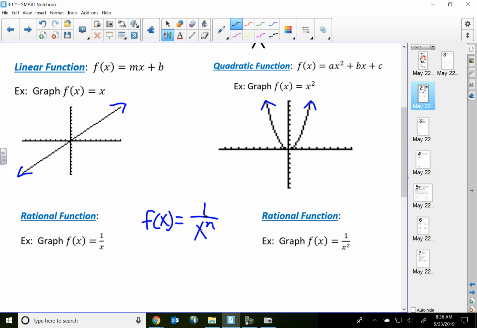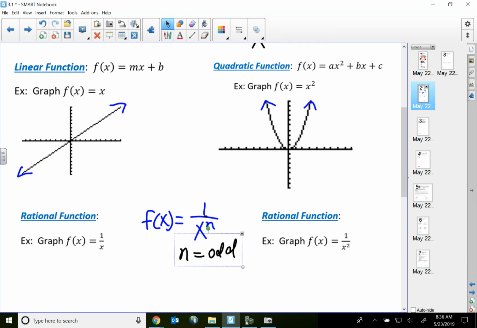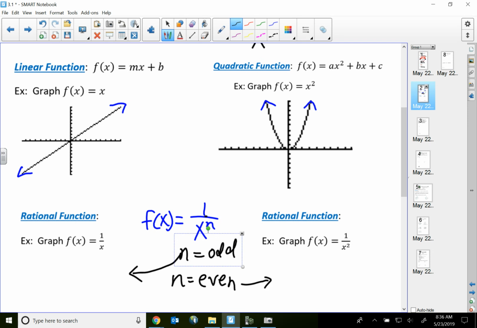All right. So for x to the n power, if n is odd, then your graph will always look something similar to this one right here I'm going to draw. If n is an even power, then the picture will look something like this one I'm going to draw for you. All right.